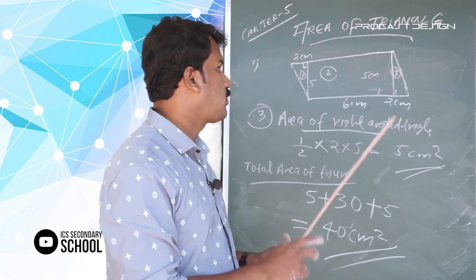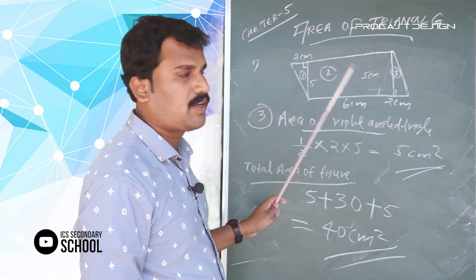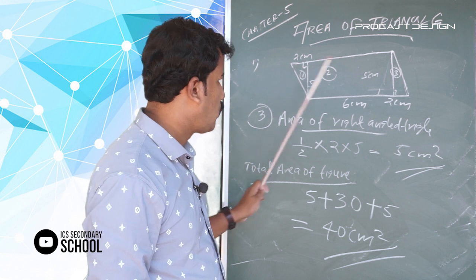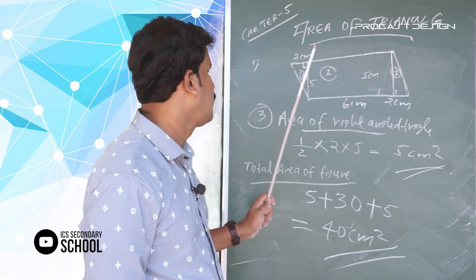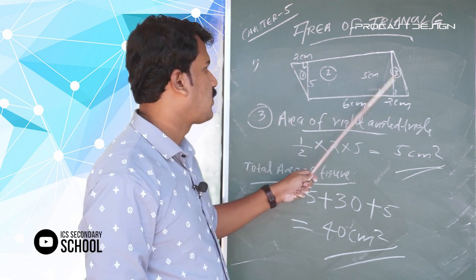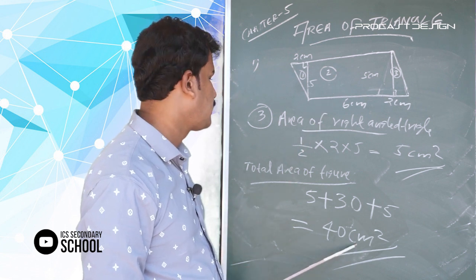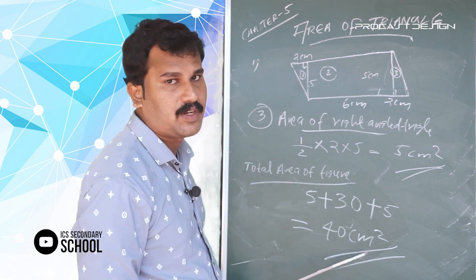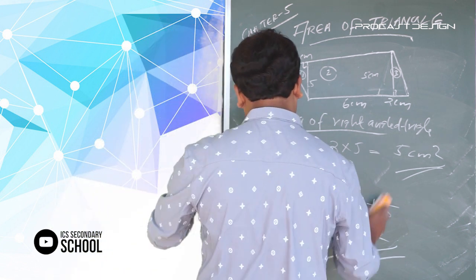So in this question we have given 3 sections. In this figure we have 2 right angle triangles and 1 rectangle. That is, the area of the figure equals the area of 2 right angle triangles plus the area of the rectangle. So the total answer, the area of the figure, is 40 centimeter square. Okay, got it? Yes.